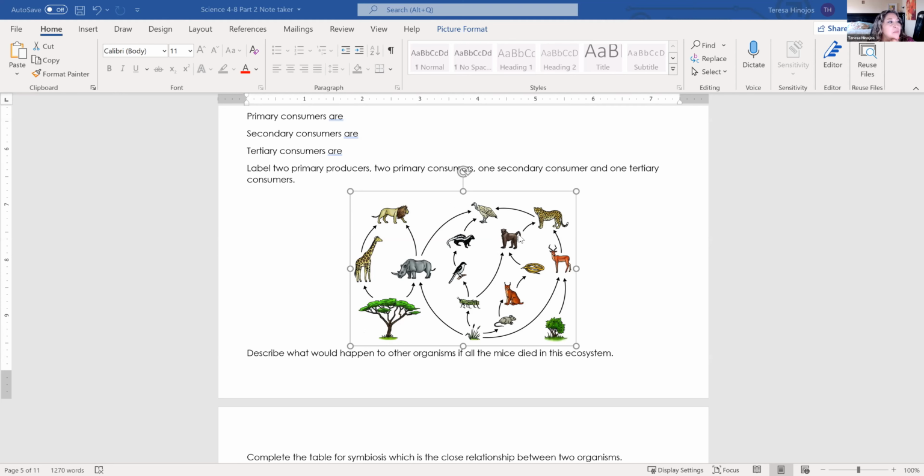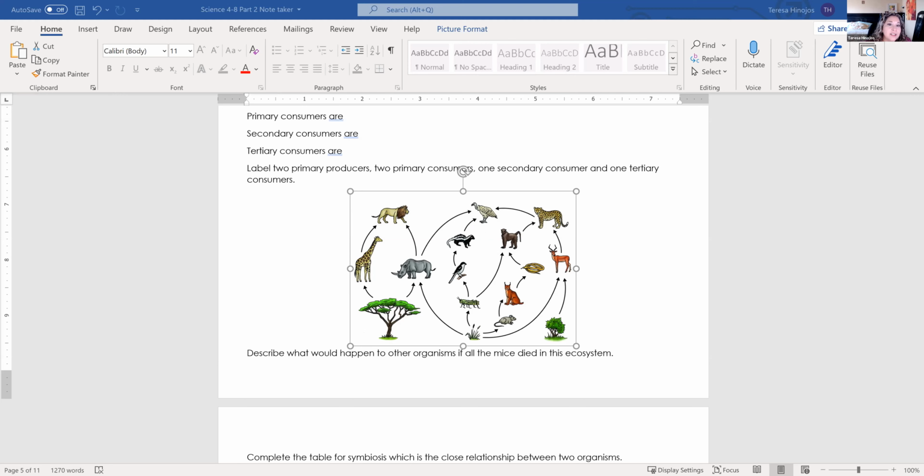If you'll notice for some of these, they could be more than one, depending on what I'm looking at. For example, if I'm looking at the vulture and I count from the producer up to the vulture, it could technically be a secondary consumer. It could be a 1, 2, 3, 4, a quaternary consumer, or it could be a tertiary 1, 2, 3. It all depends on where we're counting. So again, there is no one right answer when it comes to those. Great job, guys.